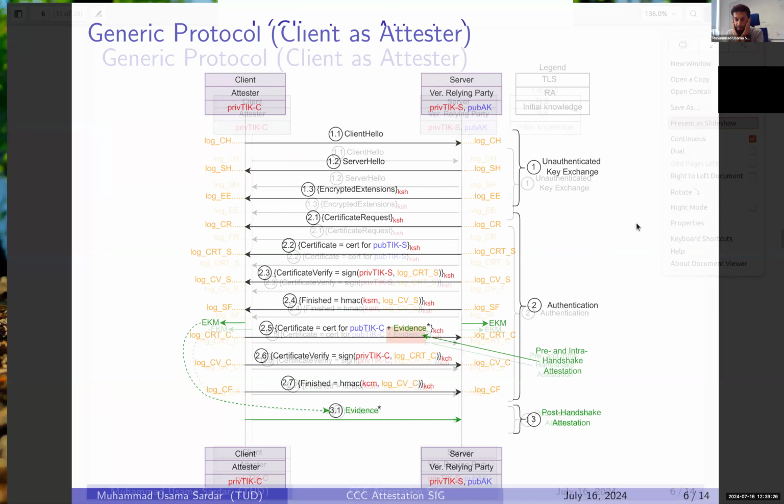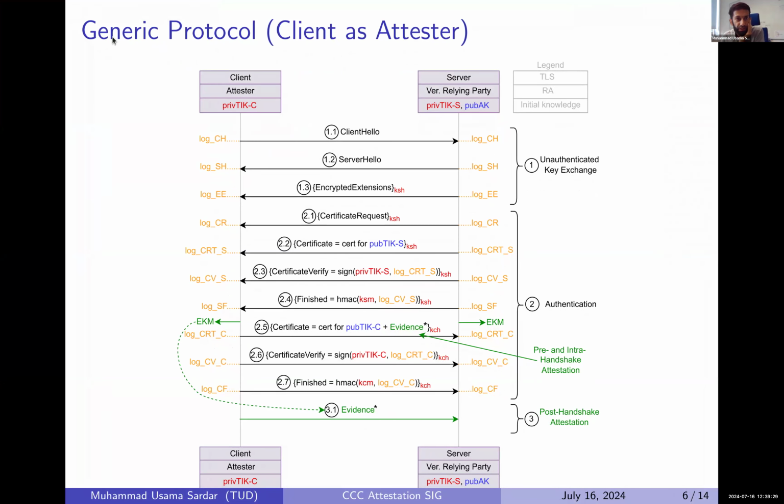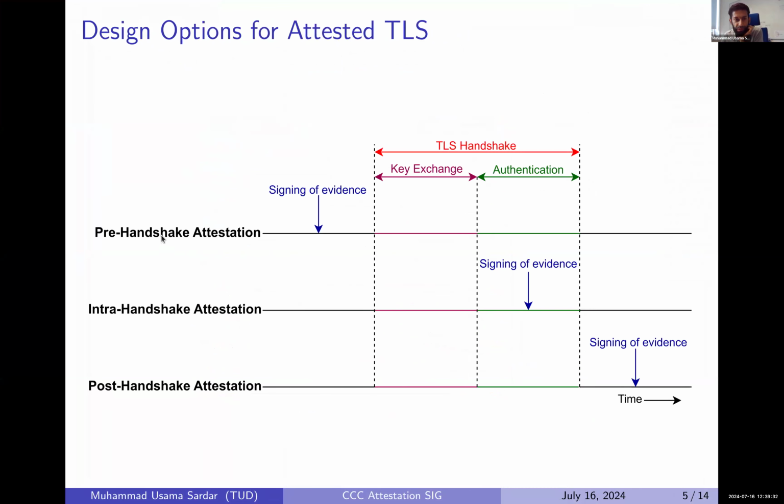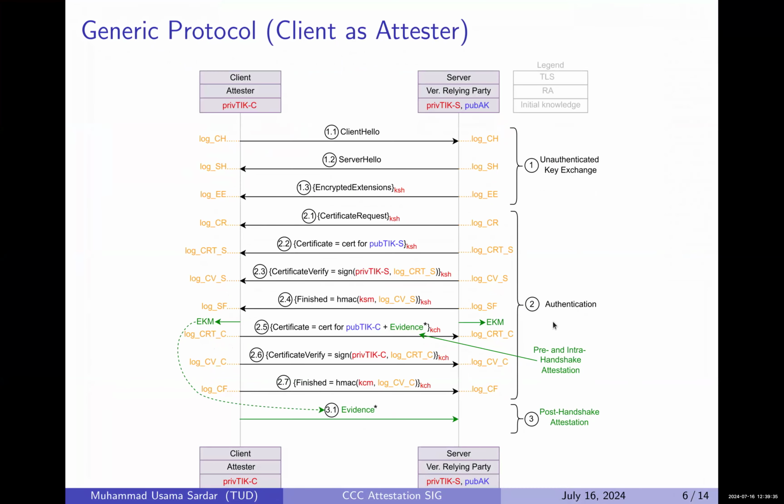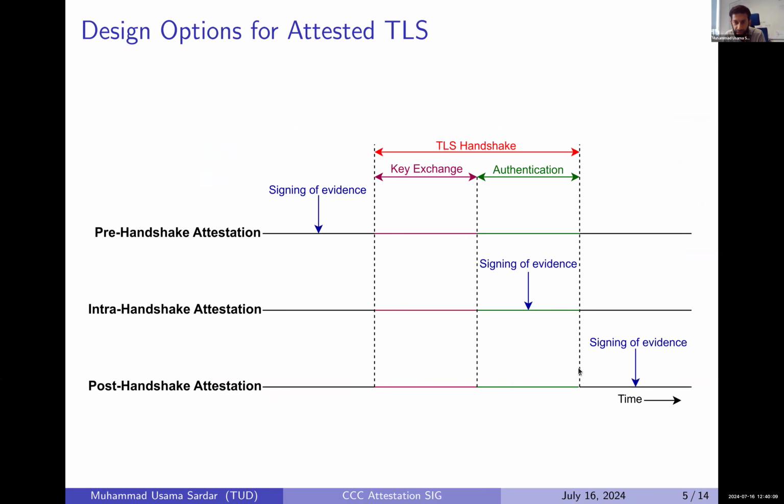Okay, let me try to rephrase this. In this, we are trying to cover the generic protocol, meaning all three options that I have explained here. The intention was to show that, first, let's forget about the three steps. It applies only to post-handshake, and this EKM doesn't matter for these two options. What we are showing here is that for pre and intra, the evidence will be sent as part of the certificate message, which is one good option to send it. For post-handshake, it will be generated and sent after the TLS handshake has finished, so that the client finished is done. Okay, I think I get that.